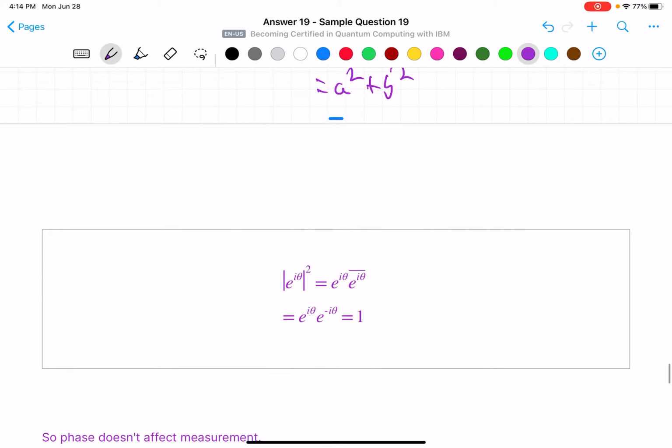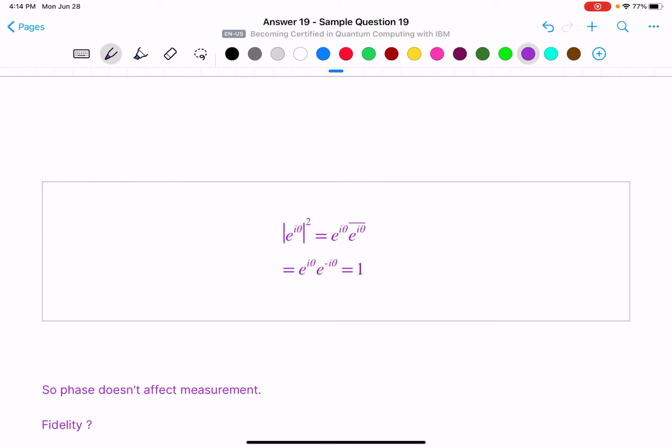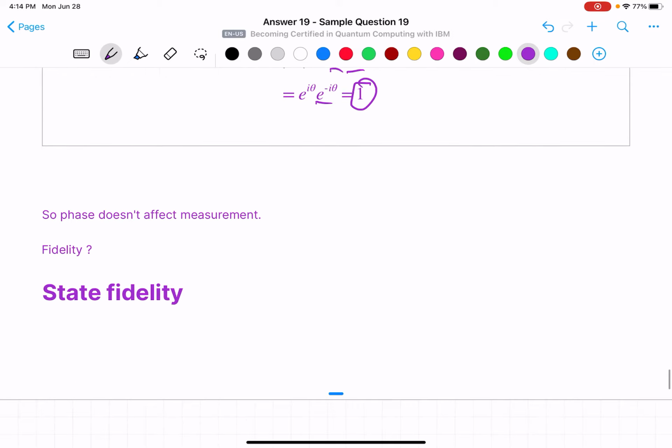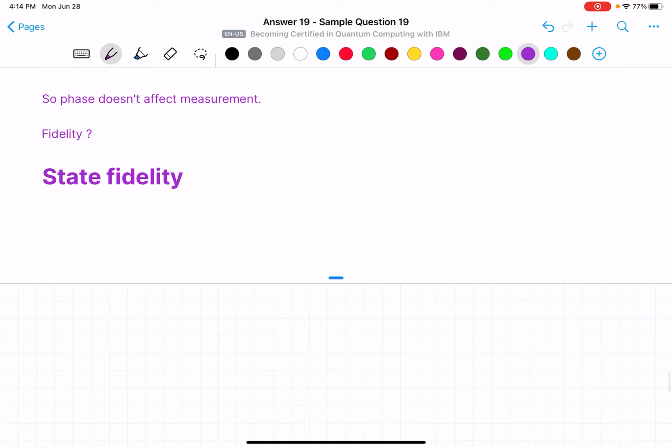And more concretely, if the complex amplitude was in the form e to the i theta, then the absolute value of the complex number squared would equal itself times its conjugate, which is e to the negative i theta, and there we can see clearly that it goes to 1. So there'd be no relative difference in the measured results. So phase doesn't affect measurement, but will it affect the fidelity between these two operators in the middle of the program?